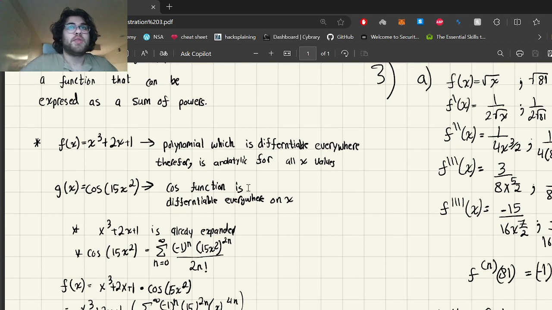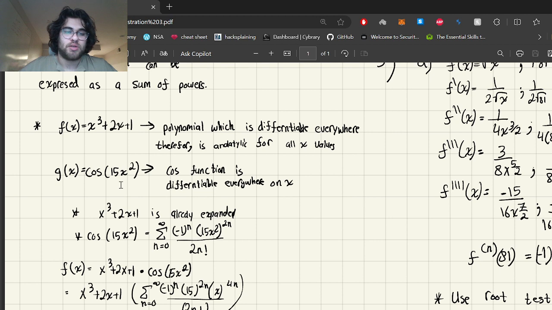Second thing, we need to prove that this function is an analytic function using the properties. So basically, I decompose the entire function into two different functions, f of x and g of x. So f of x is x cubed plus 2x plus 1. This is a polynomial which is differentiable everywhere. Therefore, it's analytic for all x values, including 0. The second function is g of x equals cosine of 15x squared. The cosine function is also differentiable everywhere in x, including x equals 0.